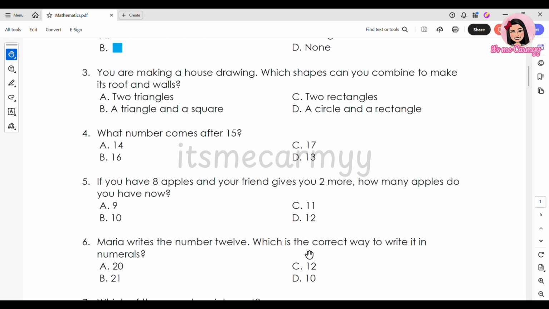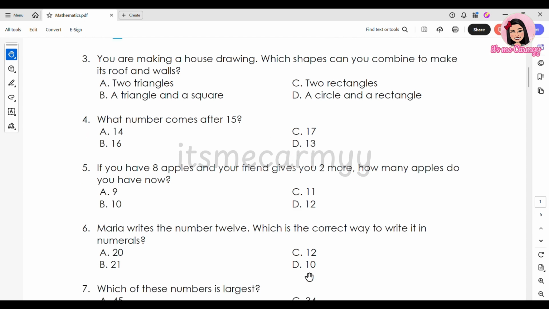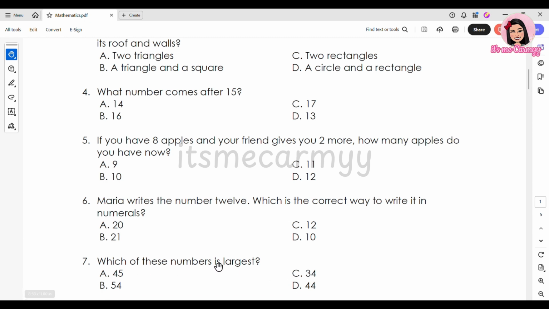6. Maria writes the number 12. Which is the correct way to write it in numerals? A. 20. B. 21. C. 12. D. 10. 5, 4, 3, 2, 1. The correct answer is letter C. 12.